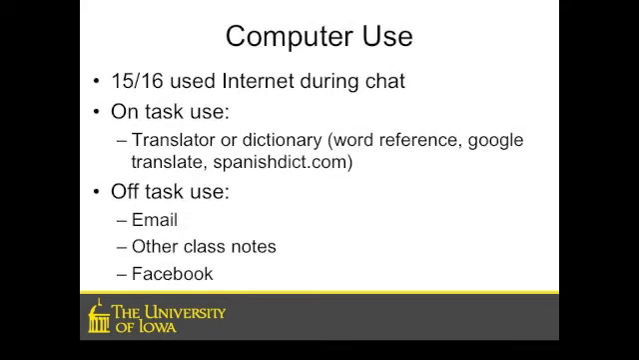Finally, research question 3 asked about the computer use during the chat activity. All but one participant reported using the internet during the chat. The person that responded that they did not said that because they thought the task was very overwhelming, that they didn't have time, and they couldn't be distracted to use it. The computer was used for both on and off task purposes. On-task uses of the computer included using a translator or a dictionary, such as Word Reference, Google Translate, and SpanishDict.com.